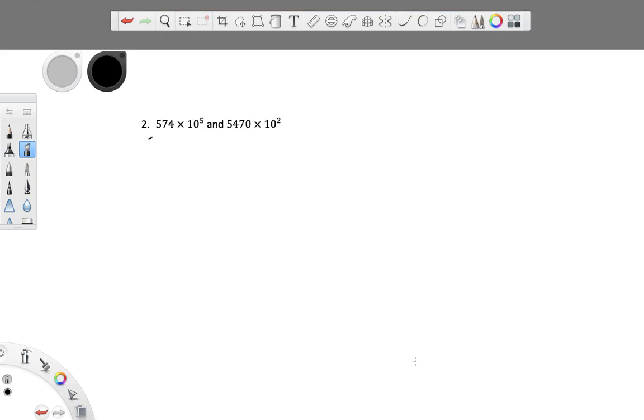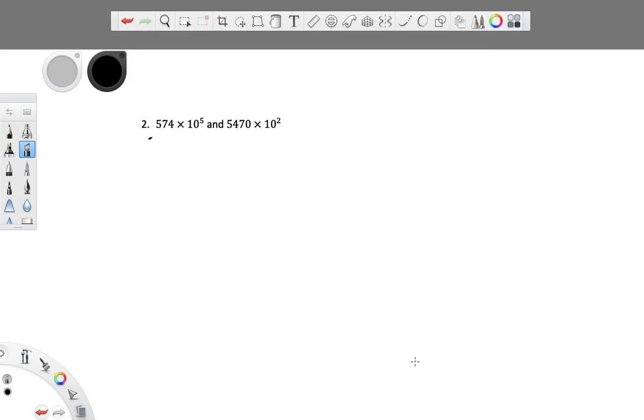So the last part of this video is comparing numbers that are almost in standard form. As we can see, we've got 574 times 10 to the 5 and 5,470 times 10 to the power of 2, or 10 squared. So these numbers are very, very nearly in standard form. They look like numbers in standard form because we've got them times 10 to the power of something. But as we can see, the 574 and the 5,470 part aren't numbers between 1 and 9.